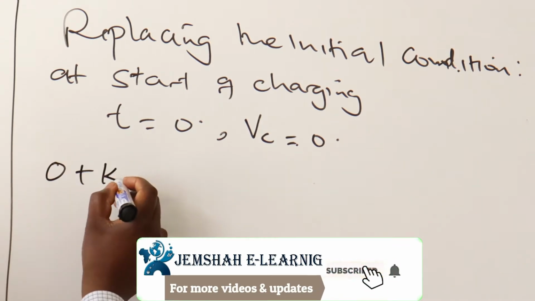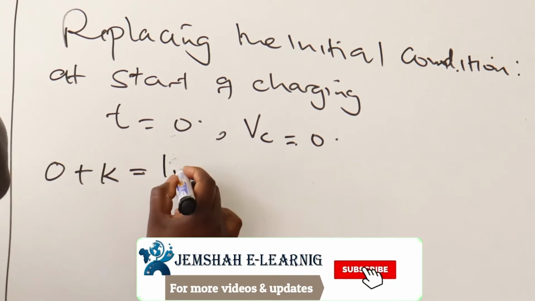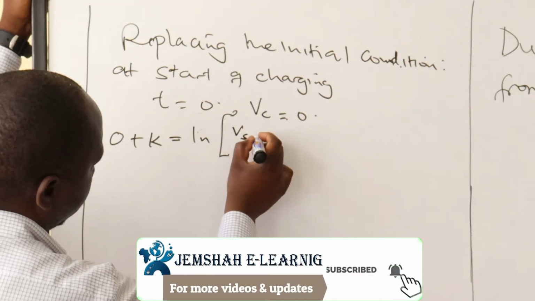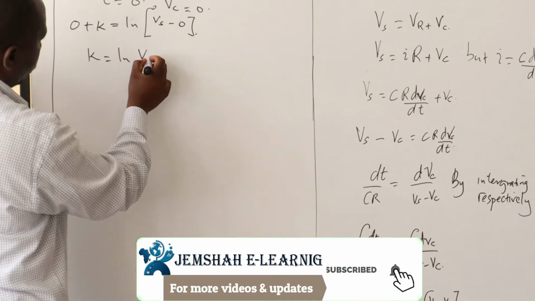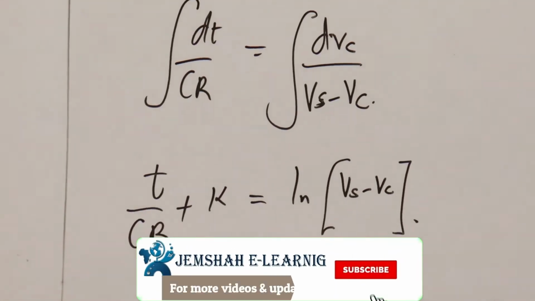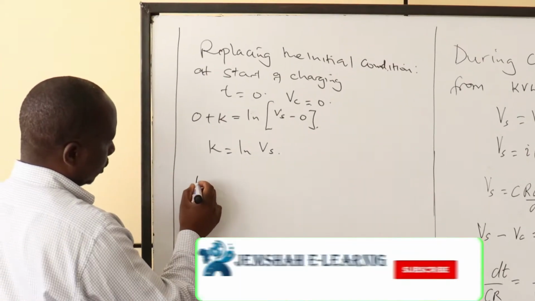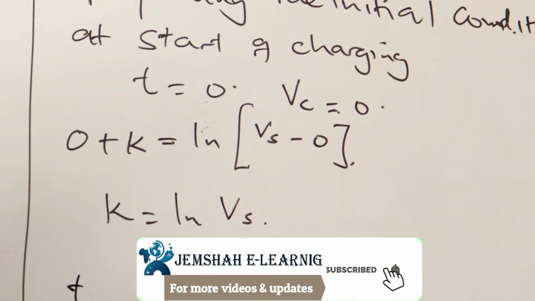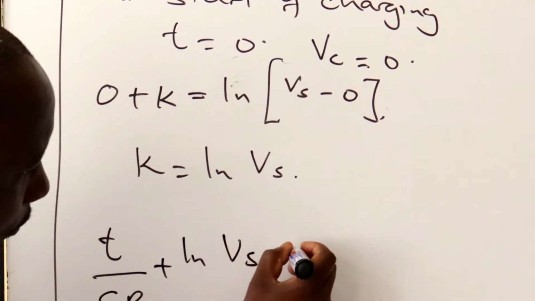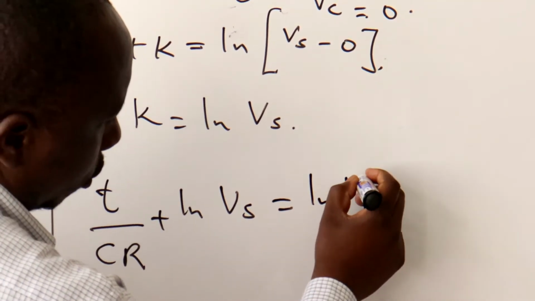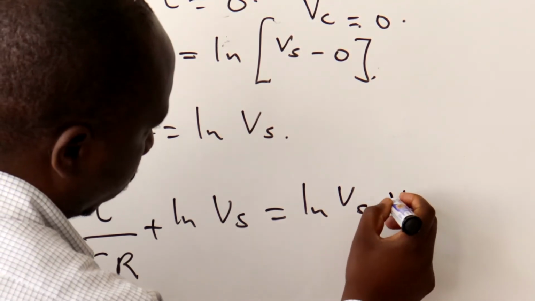0 plus K is supposed to be giving us ln of Vs minus 0. So K is supposed to be ln of Vs. We have that as a formula. Then replacing that, t over CR plus K, where K is ln of Vs, must be equal to ln of Vs minus Vc.